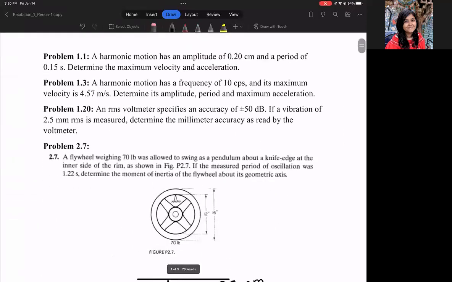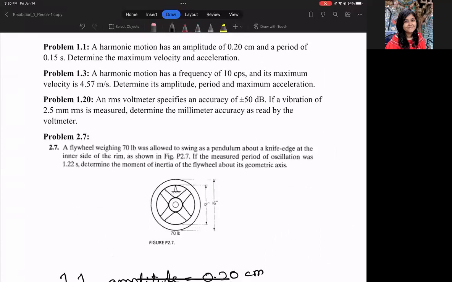Next, I will move to a problem from chapter 2. So it's problem 2.7. Here you have given a picture of a figure of a flywheel. So it says a flywheel weighed 70 pounds and was allowed to swing as a pendulum about a knife edge at the inner side of the ring, and the period of oscillation was given as 1.22 seconds. We have to determine the moment of inertia of the flywheel about its geometric axis.